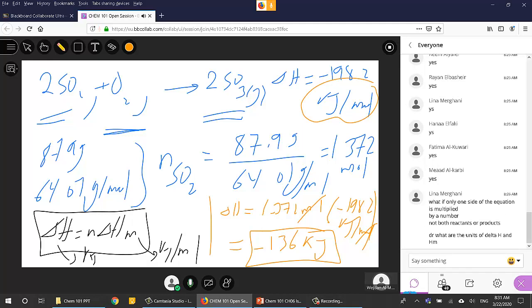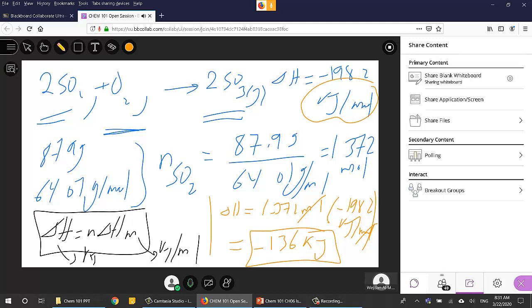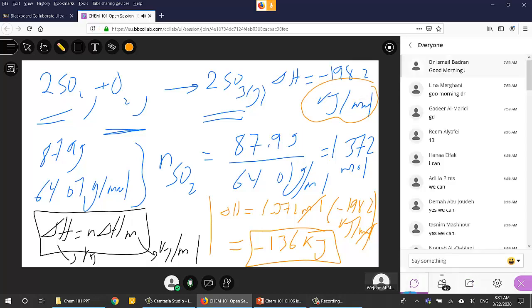So Lina, we cannot multiply reactants by a number and the products by a different number. When we multiply the equation, we multiply the whole thing with a factor, okay? You cannot multiply just one side of the equation.